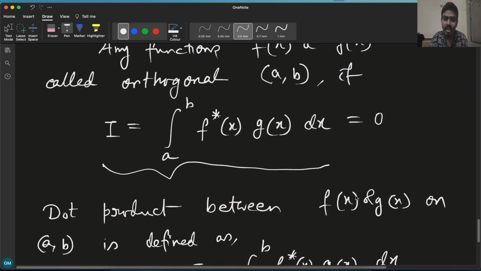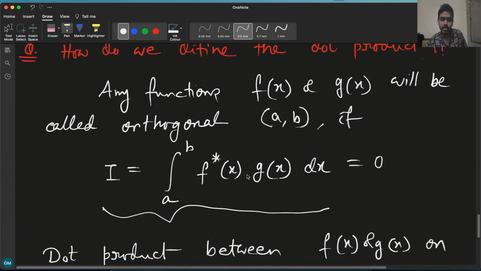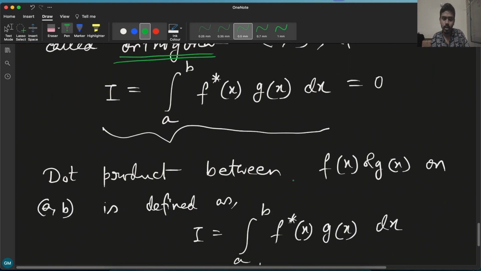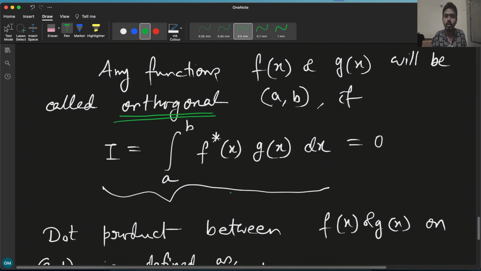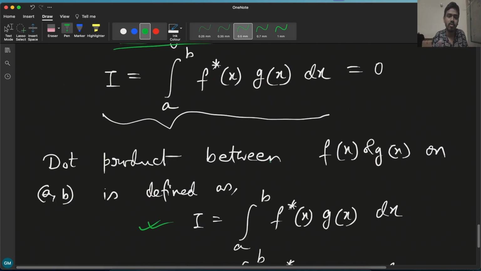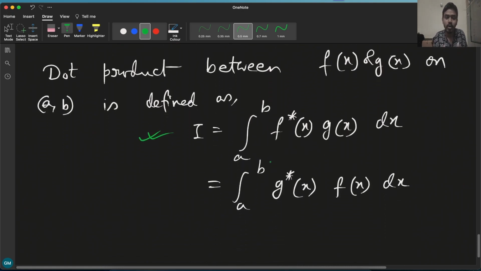Star is the complex conjugate, and if the dot product is 0, if this integration from a to b of f star x g(x) is 0, then they are called orthogonal. So it's a new definition of dot product, and under this definition the orthogonality follows the same algebra, like the dot product becomes 0. That means we are calling it orthogonal, but there is no directionality here. It's just the same algebra they are following, subjected to a new definition of dot product.